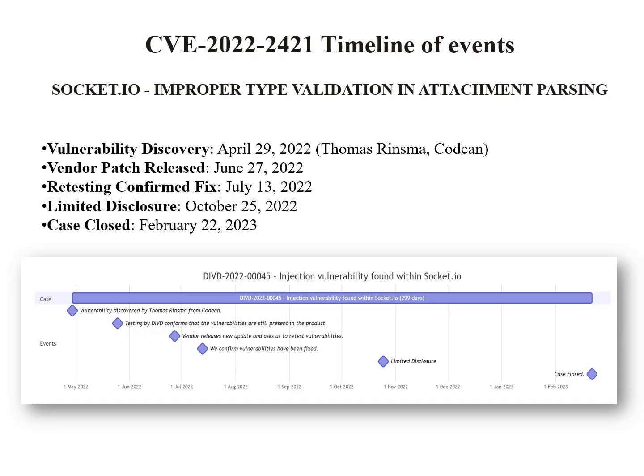Now the timeline of events of this vulnerability: it was found on April 29, 2022, and fixed on February 22nd, 2023. As you can see, it took almost one year to detect, mitigate, and recommend a fix for this vulnerability.